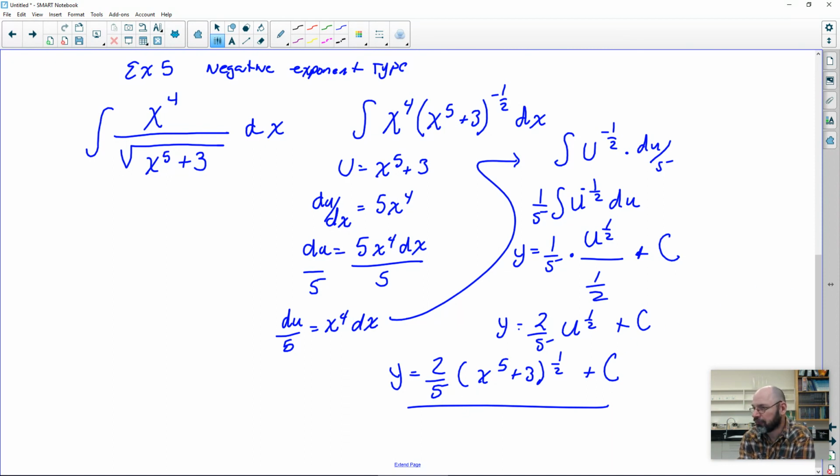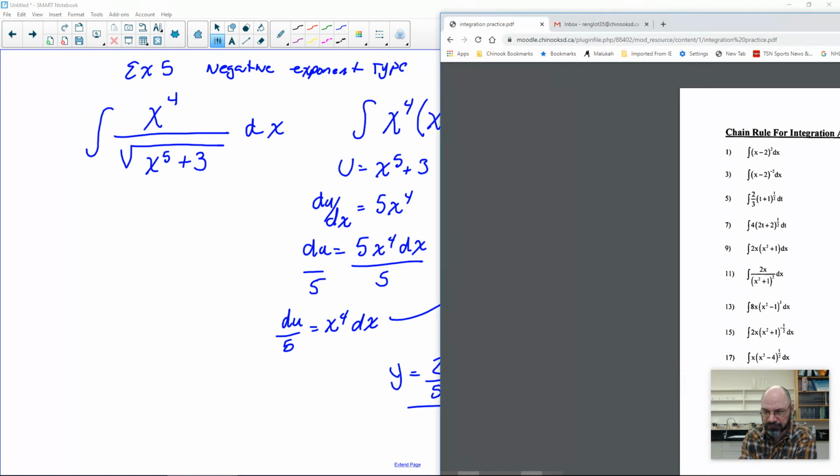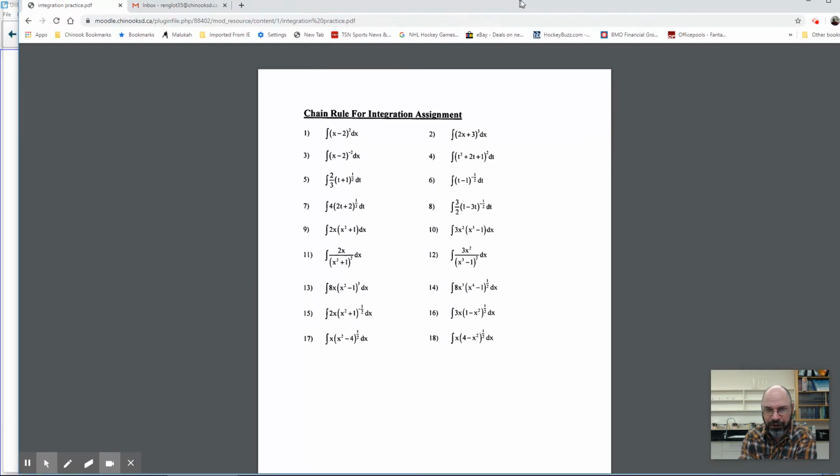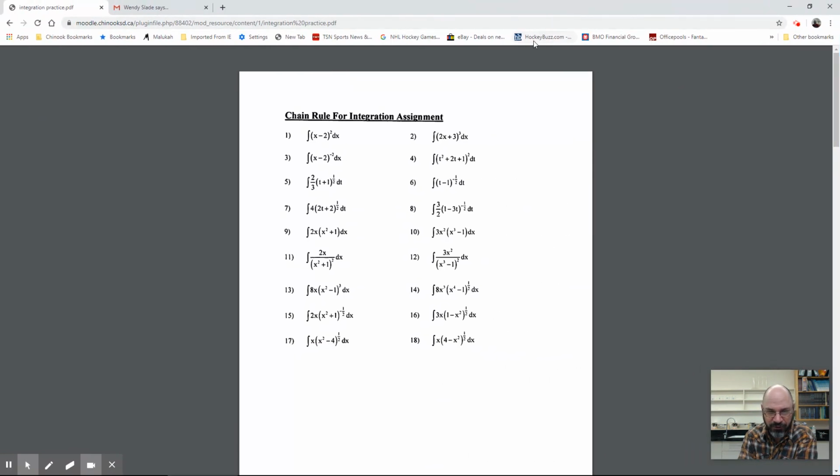Okay, so for tomorrow, I'm going to just show you what the practice looks like. I'll bring it over, and then you're just going to work on your integration practice. Here's what it looks like. I call it substitution or chain rule. Here are a few of them. I don't know, maybe I did some of these.